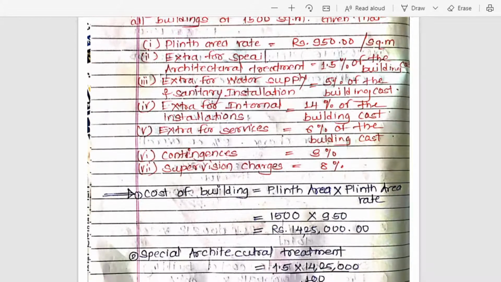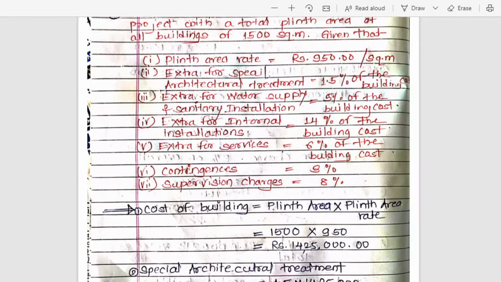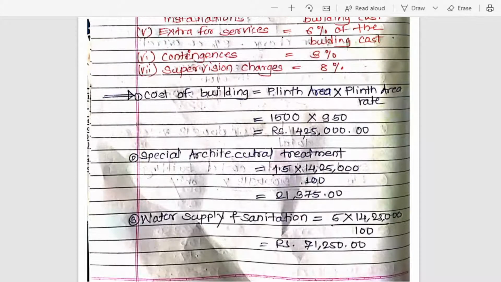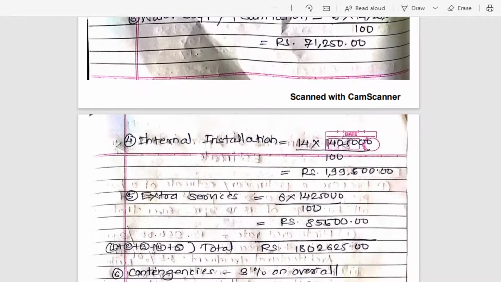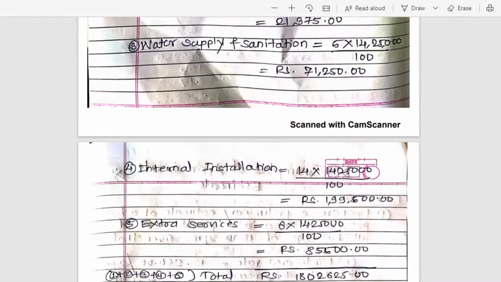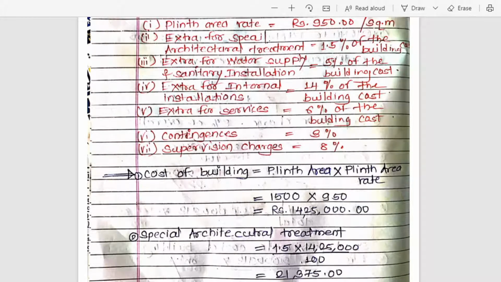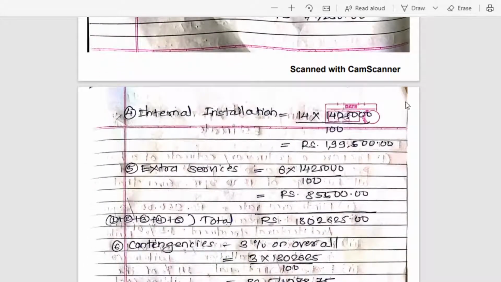Now the third point they have given is extra for internal installation. So for internal installation you will require 14% of the total building cost. We will calculate the 14% of building cost. We will get 1,99,500 rupees, that is internal installation cost. And the last point they have given is extra for services, that is 6% of the building cost. So we will calculate the 6% of the building cost, that is 85,500 rupees for the extra cost of services.